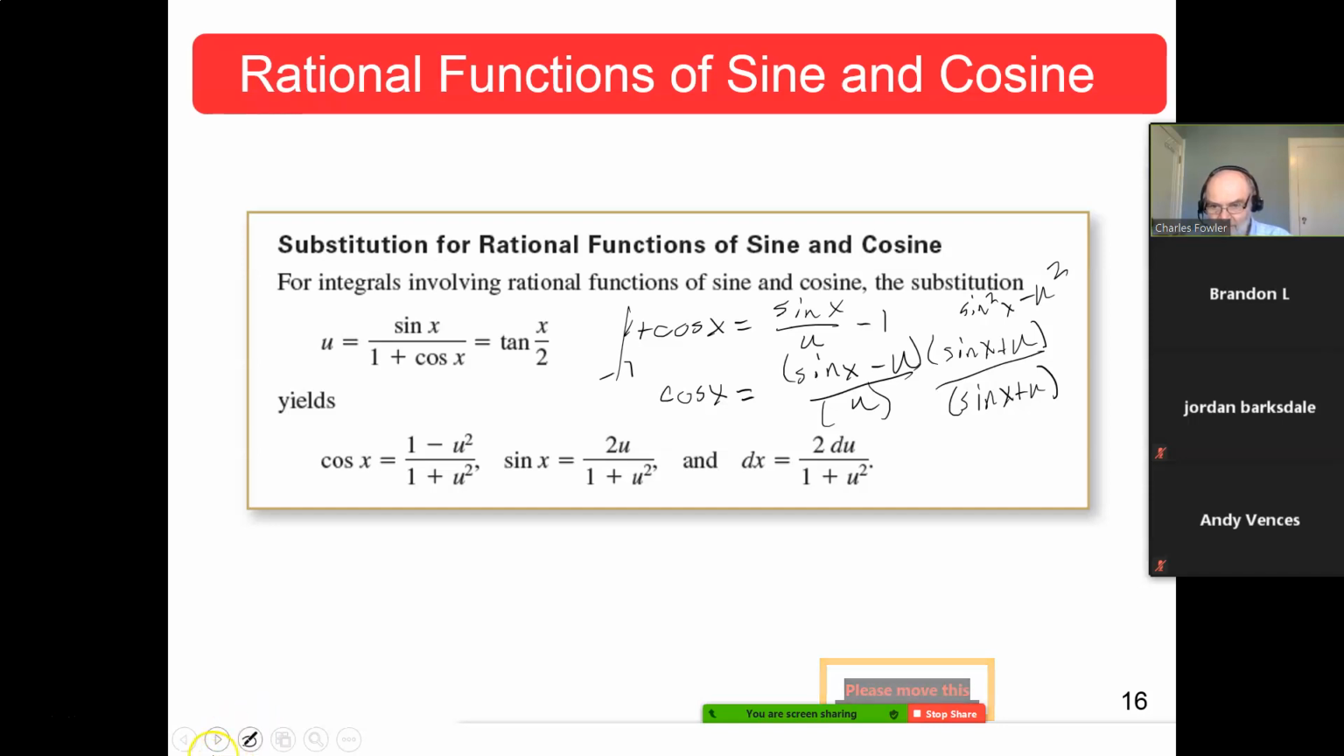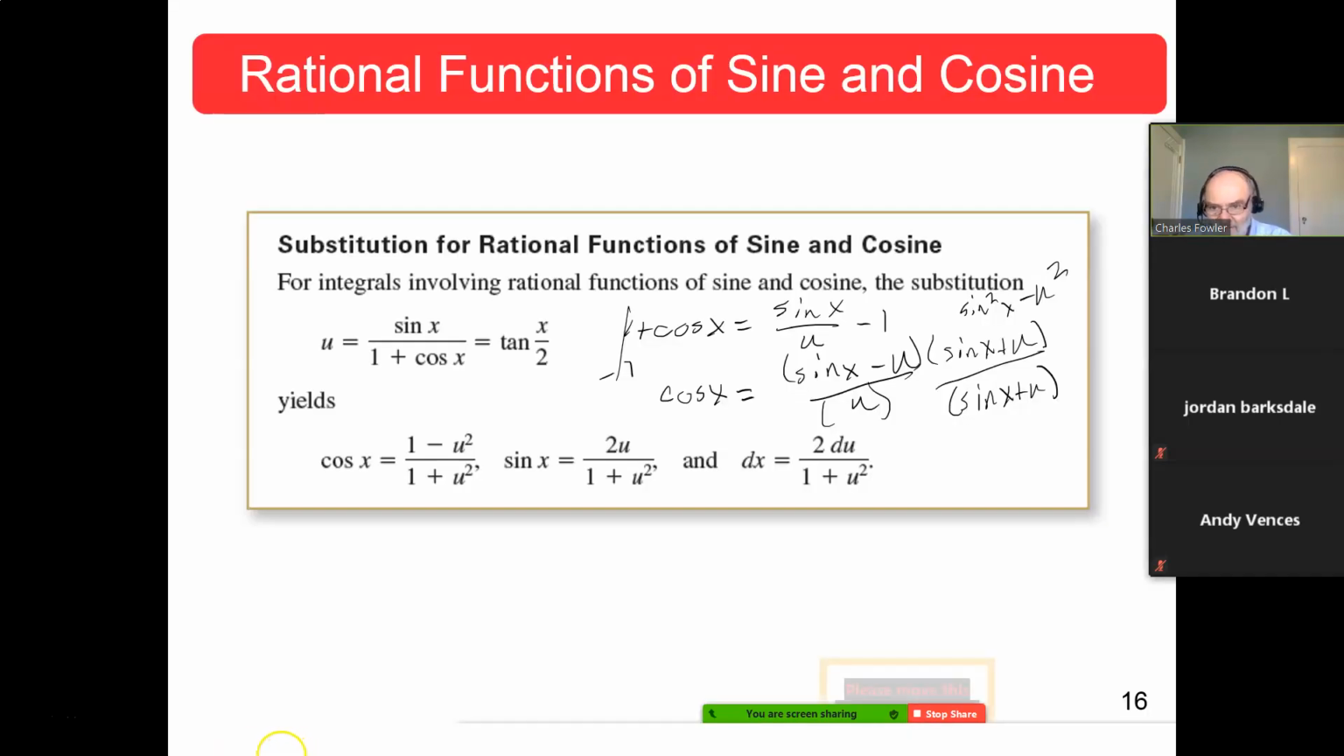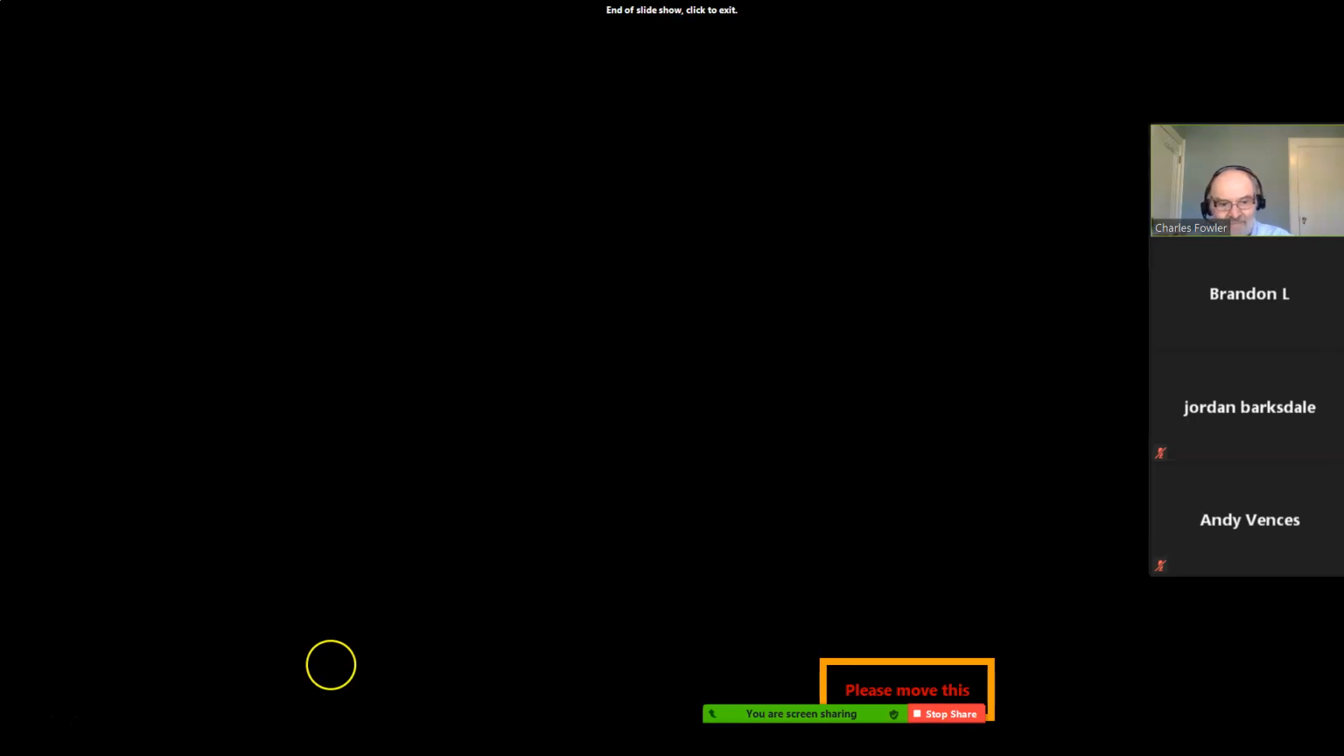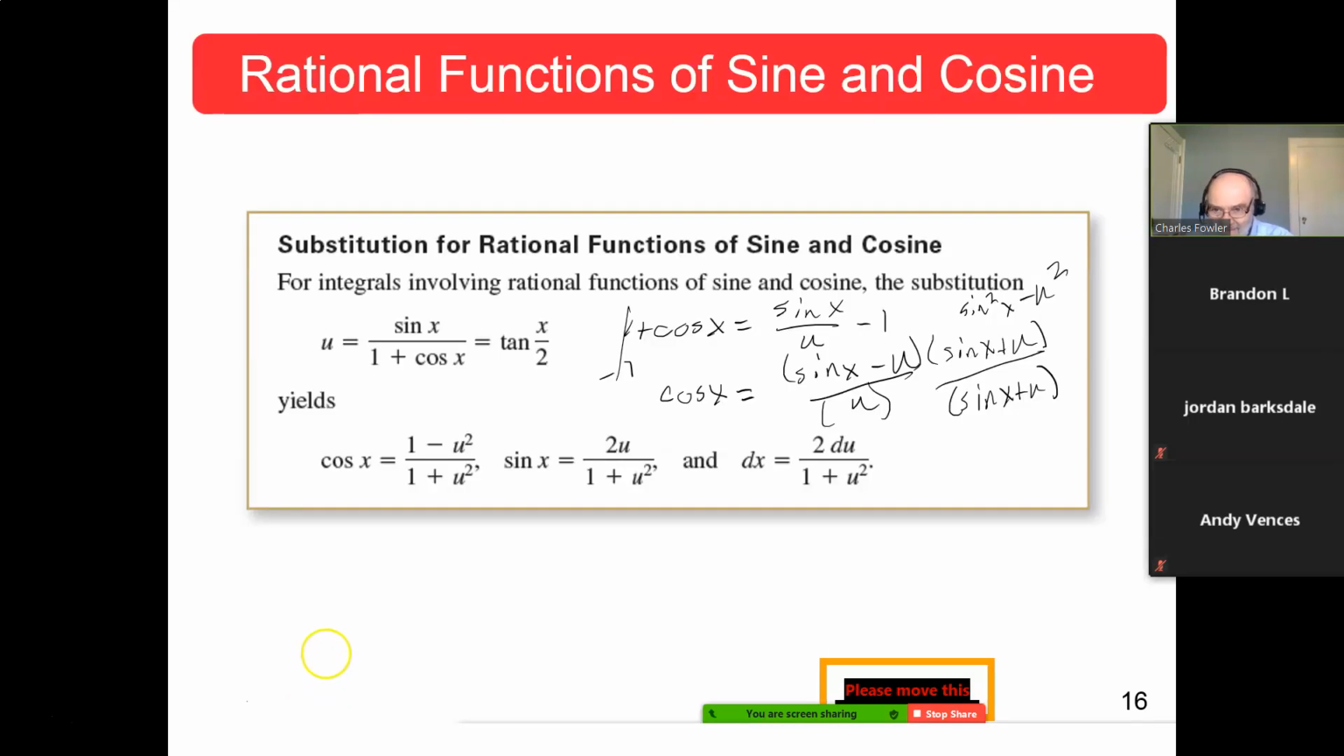Rather than mixing up the x's and the u's, goodness gracious. Okay, I'm trying to find my eraser key, and it keeps shutting down the whole program. Okay, I'm not going to mess with erasing it.